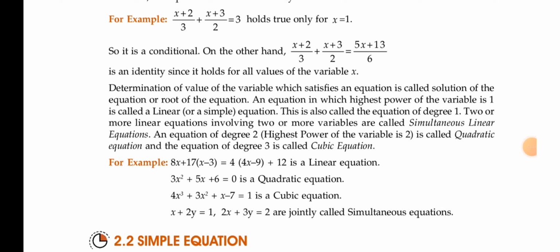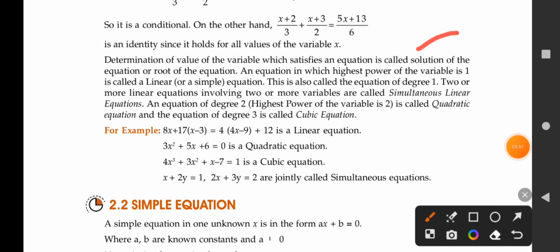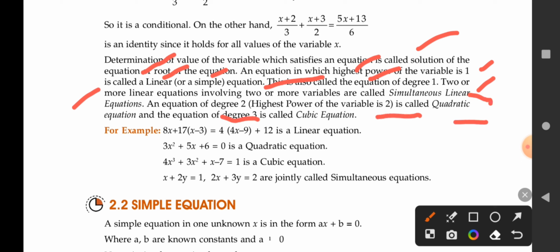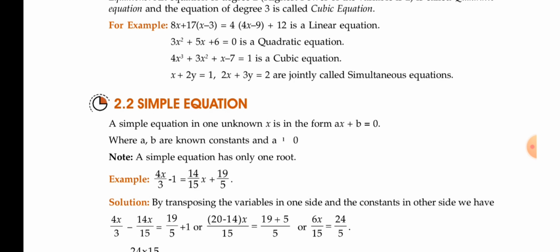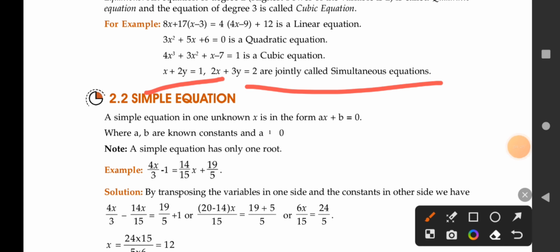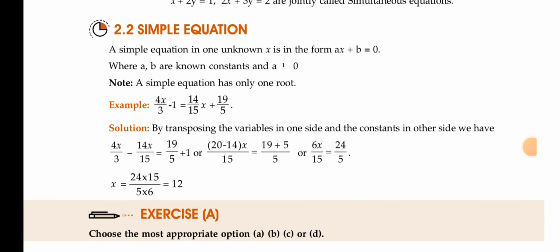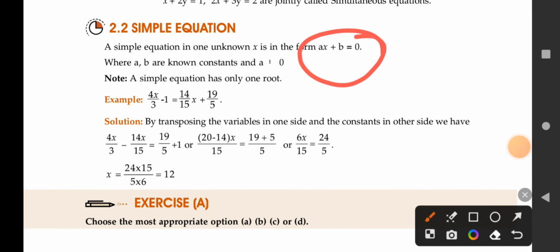We have seen solution means root. Highest power 1 is a linear or simple equation, that is degree 1. Two or more linear equations with two or more variables are simultaneous linear equations. Degree 2 means quadratic. Degree 3 is a cubic equation. Some examples are given here for identifying linear, quadratic, cubic, and jointly they are known as simultaneous equations. Let's see.